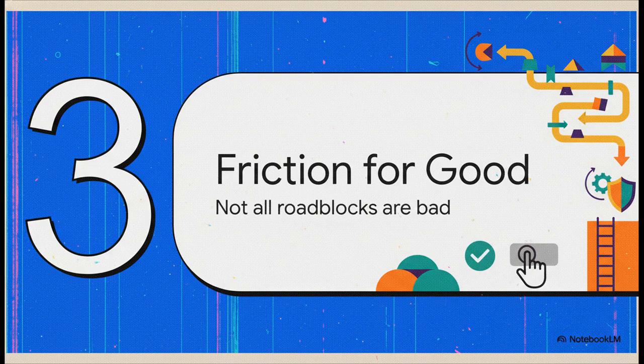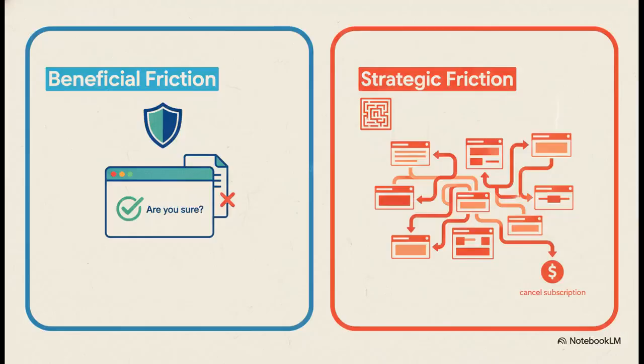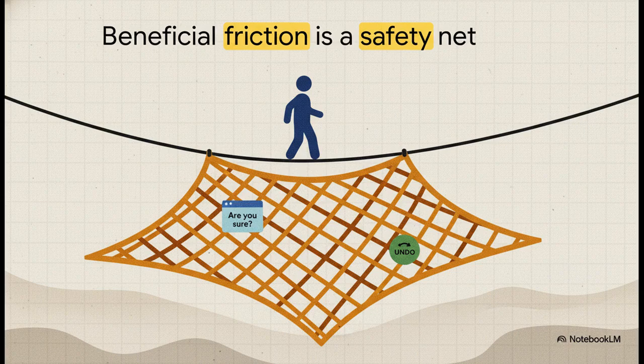So after all of that, it would be really easy to think that friction is always the bad guy, right? That it's always used to trick us. But that's not the whole story. Sometimes, a well-placed roadblock is actually there to help you. So let's compare. On the right, that's strategic friction, that confusing maze to cancel a subscription which only serves the company. But on the left, we have beneficial friction. Just think about when you go to delete an important file, that little pop-up that asks, "Are you sure this can't be undone?" Well, that's friction. That's a speed bump. And that's the key difference. Beneficial friction is a nudge towards caution. It's designed to protect you, the user. It makes you pause and think before you do something costly or worse, irreversible. It's friction as a safety net.